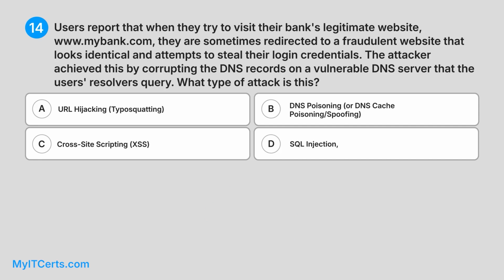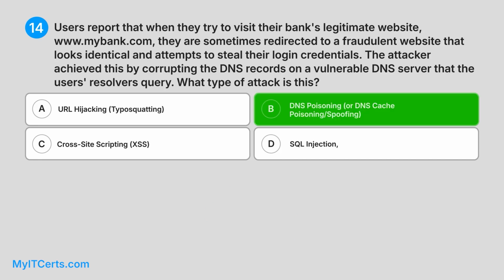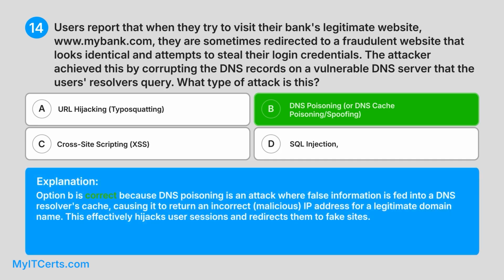Correct answer: B. DNS poisoning, or DNS cache poisoning, spoofing. Explanation: option B is correct because DNS poisoning is an attack where false information is fed into a DNS resolver's cache, causing it to return an incorrect, malicious IP address for a legitimate domain name. This effectively hijacks user sessions and redirects them to fake sites.